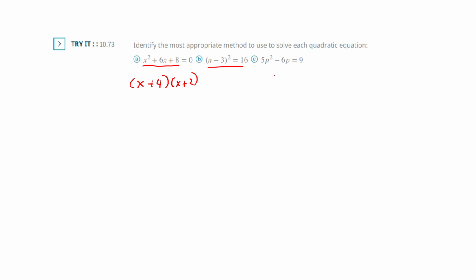And then if you set this up here equal to 0. Okay, well, we've got this. This is a mess. I don't see anything we can factor or complete the square here. It'd be terrible, so I would use the quadratic formula.